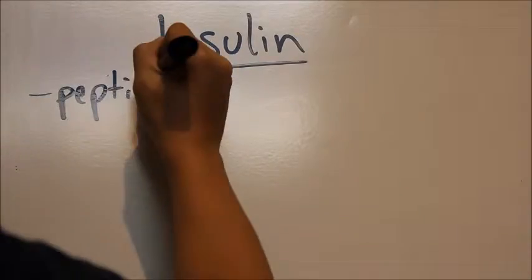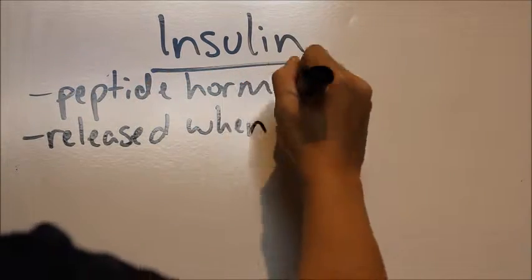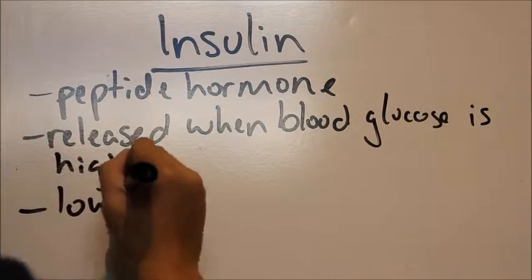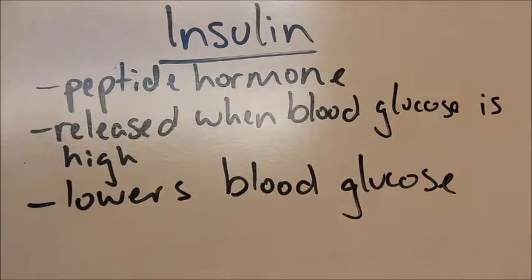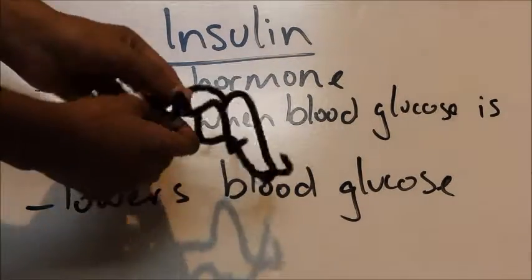Insulin is a peptide hormone in our body. It is released when blood glucose levels are high, for example, after eating a cookie. It lowers blood glucose levels down to normal. Here you can see the 3D structure of insulin.